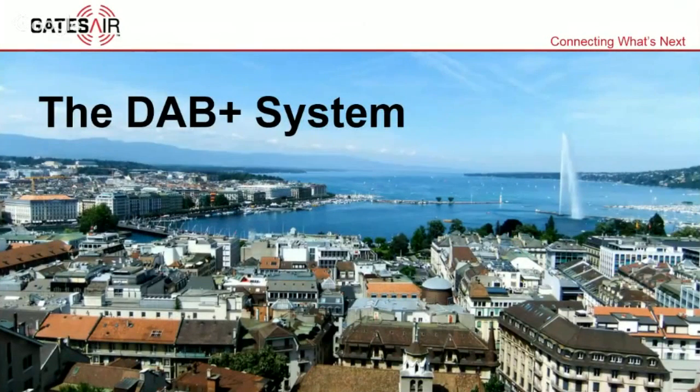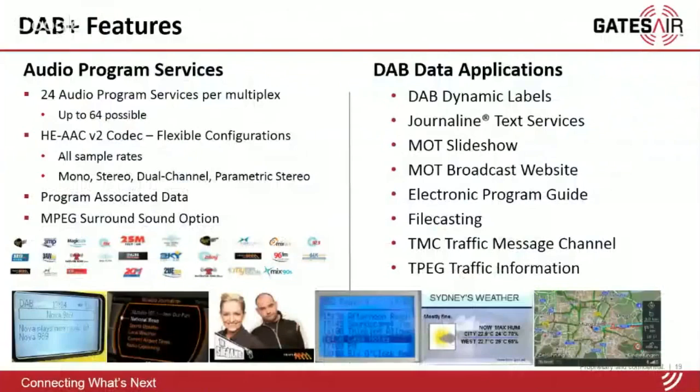So let's talk about the system a little bit, how it works and what the parts are. So the features that DAB brings, I mentioned 24 audio program services, this high efficiency AAC codec, very flexible in terms of sample rates, whether it be mono, stereo, parametric stereo, quasi-stereo, dual channel, being able to transmit this program-associated data, text, and information that goes along with the program content. They've also got the capability of doing MPEG surround sound. 5.1 surround is available in DAB+.